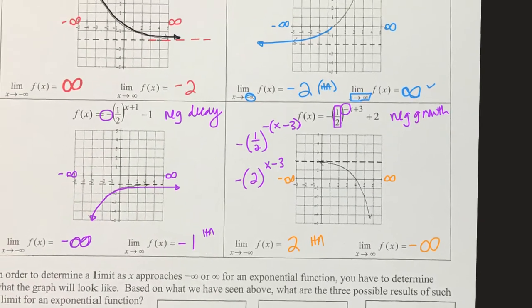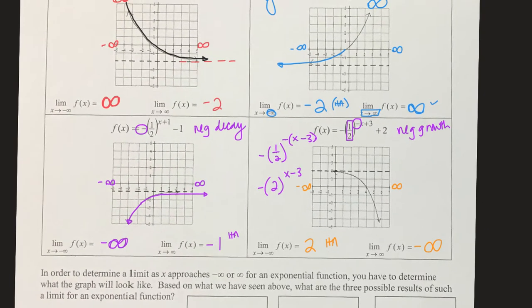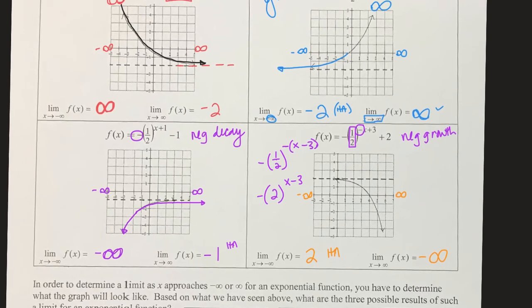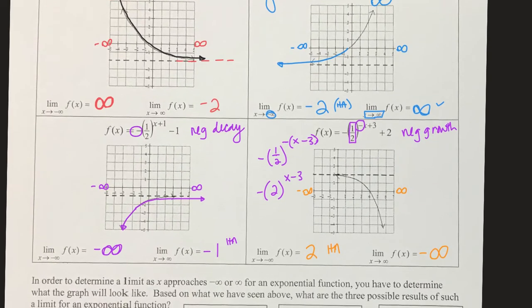Okay, so looking at our potential answer choices, what are the 3 choices that we can have? There's only 3 of them. One of them is positive infinity, or negative infinity, or our third option, the horizontal asymptote, whatever that happens to be.